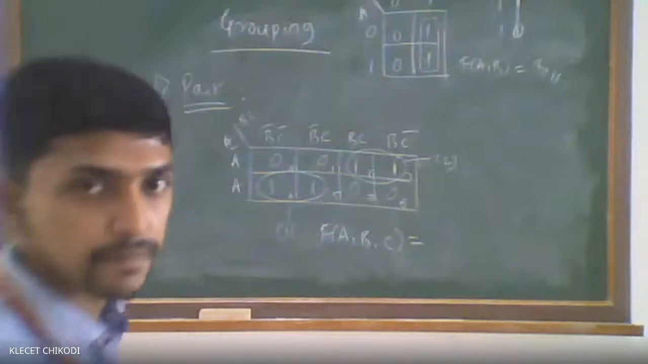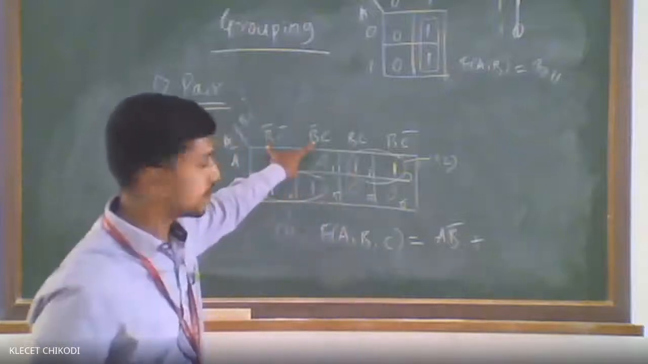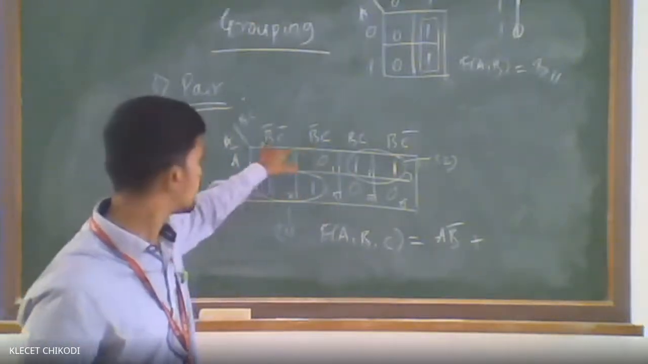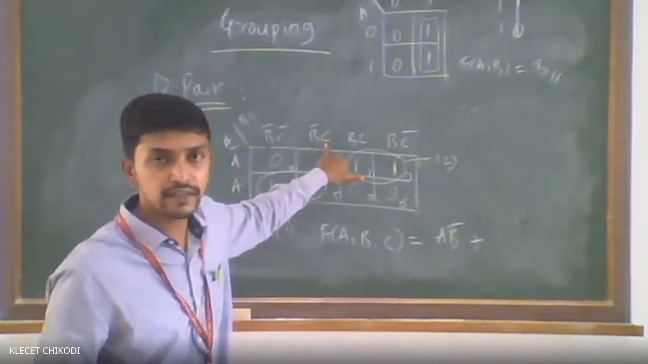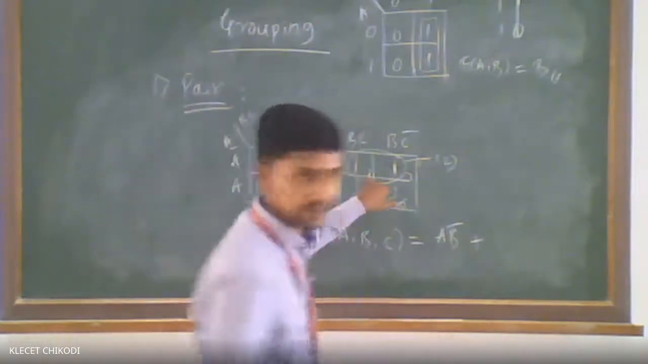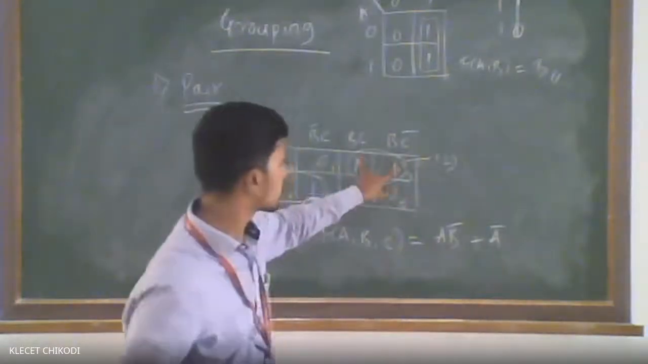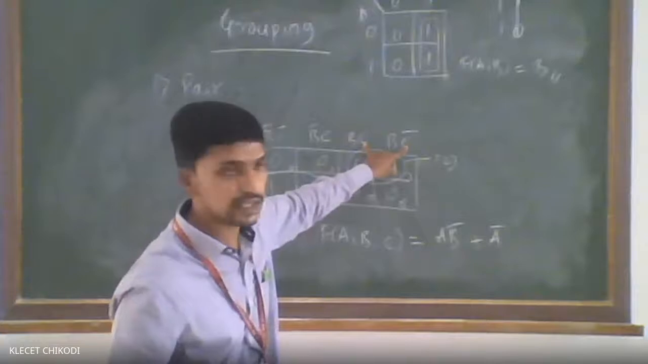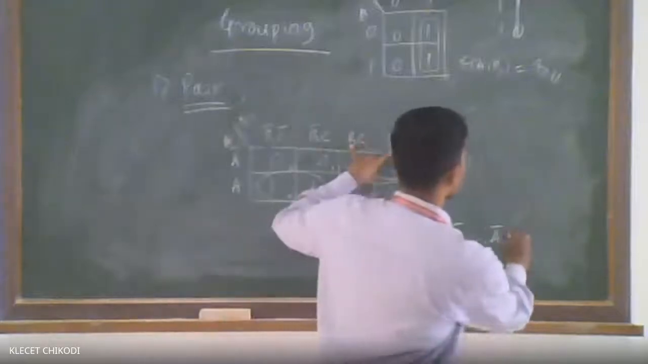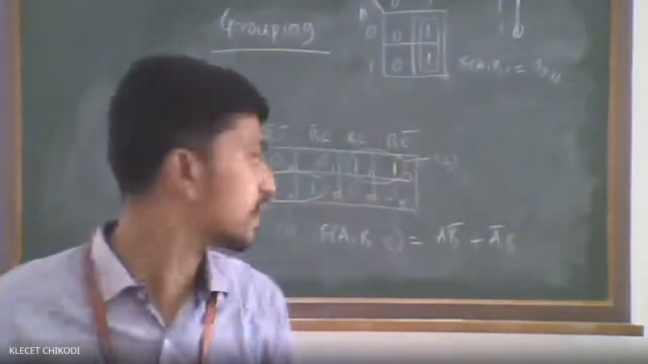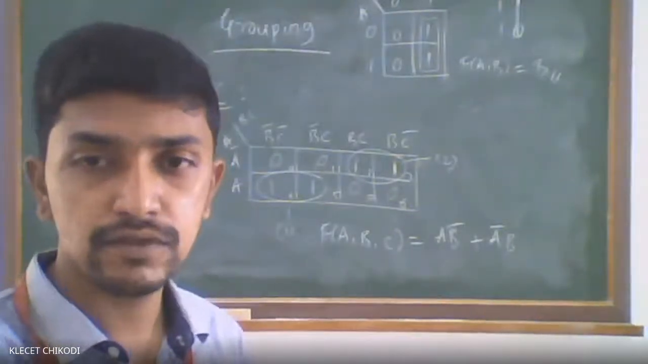A B bar, right? A B bar, you can see that here B bar value is not changing. B bar remains the same, only the C value is changing from C bar to C. So that is why we are not taking that variable. Similarly, for the second pair, the respective row value is A bar, and for the respective column value, you can see that there is a transition of the C variable from C to C bar. So that is why we are not taking that. The remaining value will be B. So it will be A B bar plus A bar B. So is it clear?